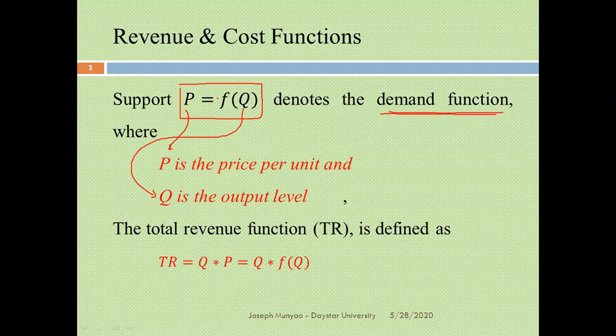Now, when you have something like that, then the total revenue function, what we call the TR, can be given by the level of output, which is Q, times the price per unit, the price at the demand level. So this is Q times P, which is equal to Q times f when you replace the P in the function. So it is given by that.